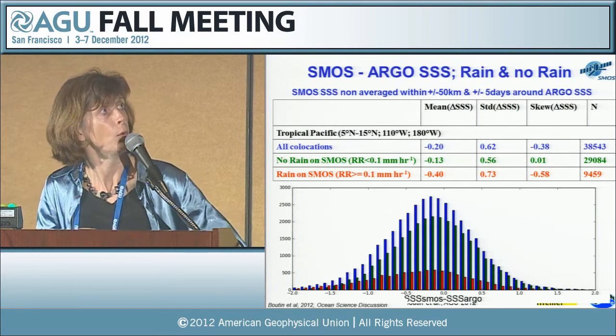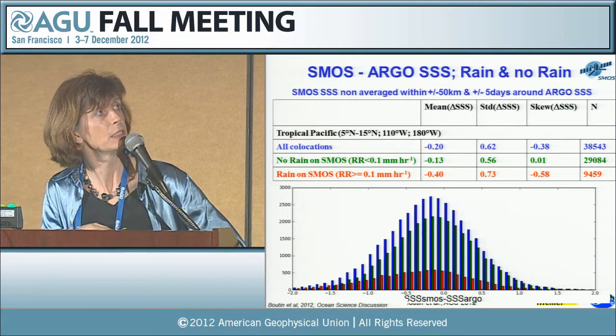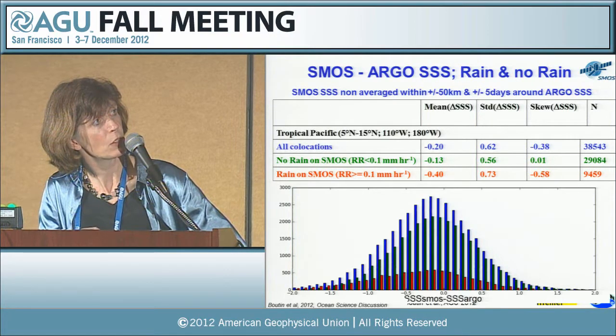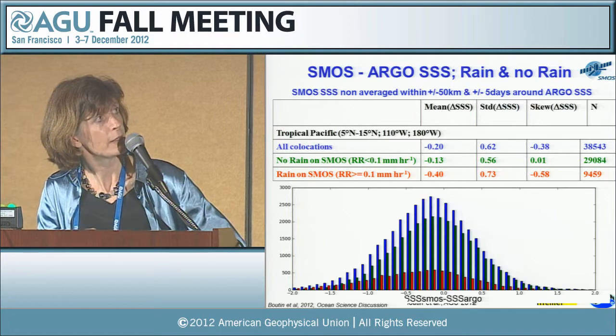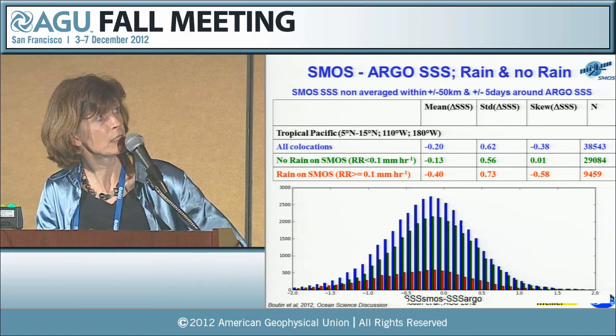And so we look again at our SMOS minus Argo salinity comparisons, but this time without any temporal averaging on SMOS data. And here you see the statistics: the mean bias, the standard deviation of the difference, and the skewness of the difference distribution, when taking all the collocations in the tropical Pacific Ocean in these rainy regions, or when selecting only non-rainy conditions on SMOS salinity.